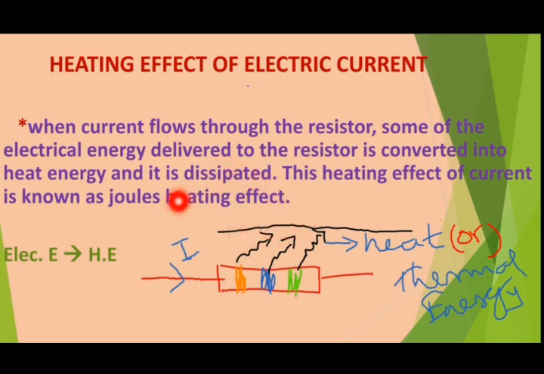Now listen. Take a resistance of a conductor. Now a steady current is flowing through the resistor. Some of the electrical energy delivered to the resistor is converted to heat energy. Heat energy is nothing but thermal energy and it is dissipated. This is called the heating effect of electric current. Are you clear, children? Okay.